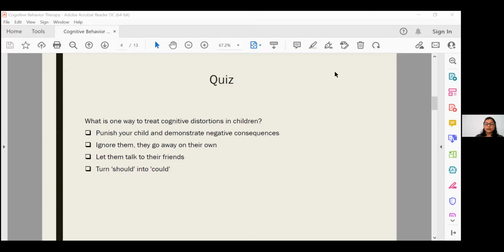How will we turn anybody's shoulds? So again, when my kid has a cognitive distortion, I should be doing this. That is a cognitive distortion. Whenever somebody keeps on saying the should word, remember this might be a cognitive distortion in play. Okay, and the way we change shoulds into coulds is how.